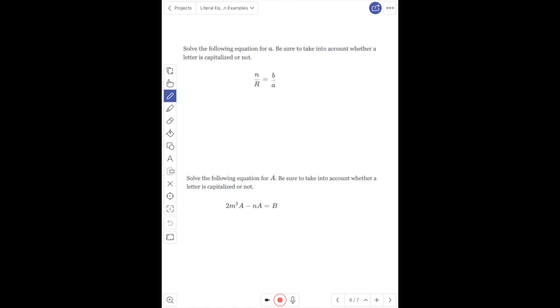All right, the next one says to solve for a. Remember we talked about this just a second ago: a is in the denominator, so we're going to need to get that a out of the denominator. With this type of problem, what we do is cross multiply. You cross multiply when you have an equal sign and you have those fraction values. So I'm going to cross multiply here. I have n times a and r times b.